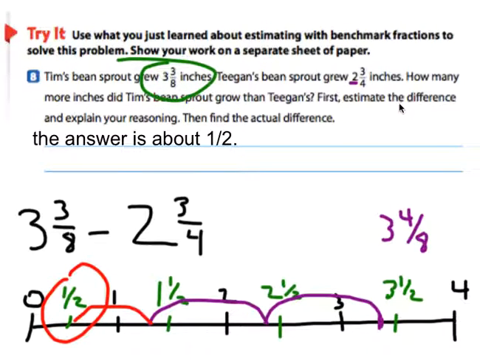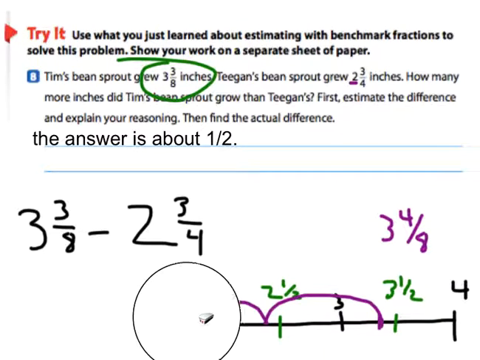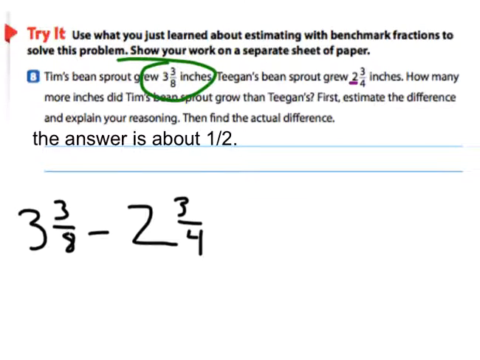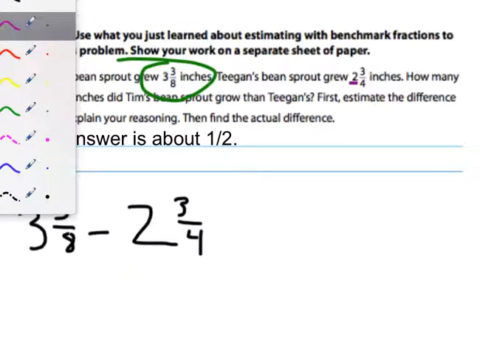There was our first step, we estimate the difference and then explain our reasoning, and we still have to find the actual difference. I've been explaining my reasoning verbally here, and you'll be asked to do it here in text. We also want to find the actual difference. To do that, I'm going to erase this number line. So be ready for it. It's going to go away. And then we get some practice doing the football coach thing. We are going to make equivalent fractions.